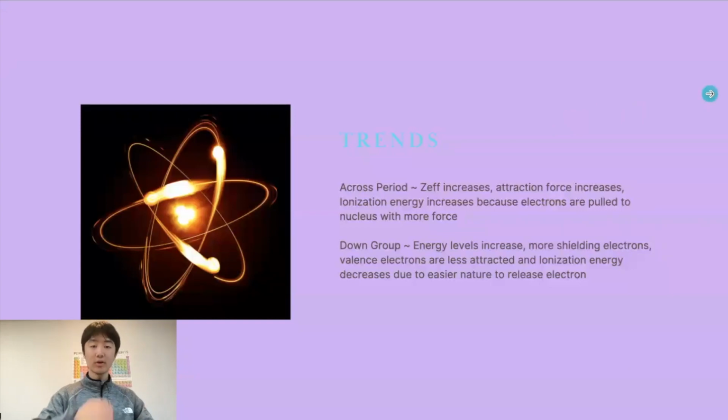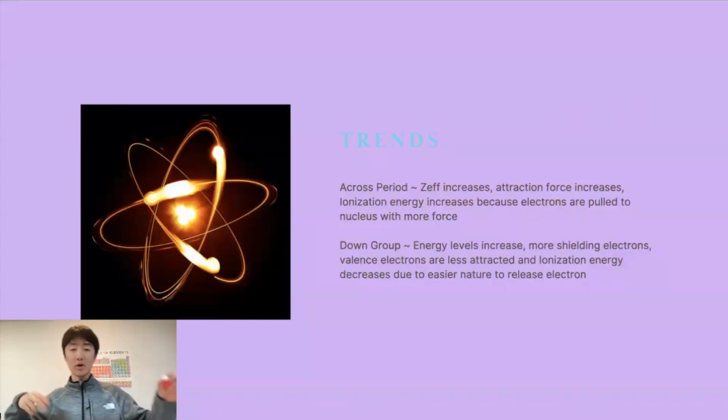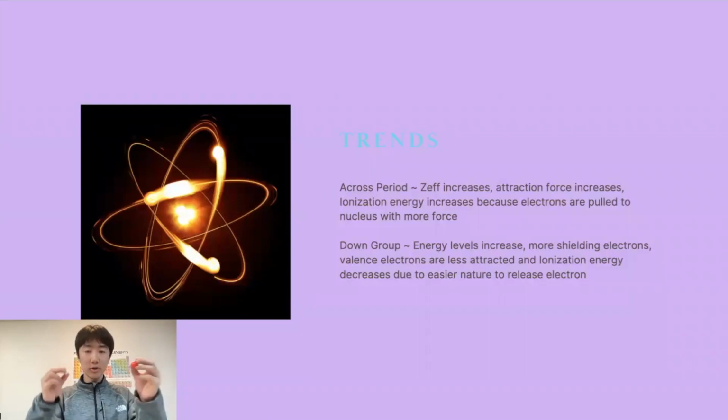To start off, let's talk about the ionization energy trends. As you go across a period, as we talked about, the effective nuclear charge increases due to more charge between the proton and the electron. So the attraction force increases, and the ionization energy also increases because you need more energy to take this electron away, since the attraction pull is greater.